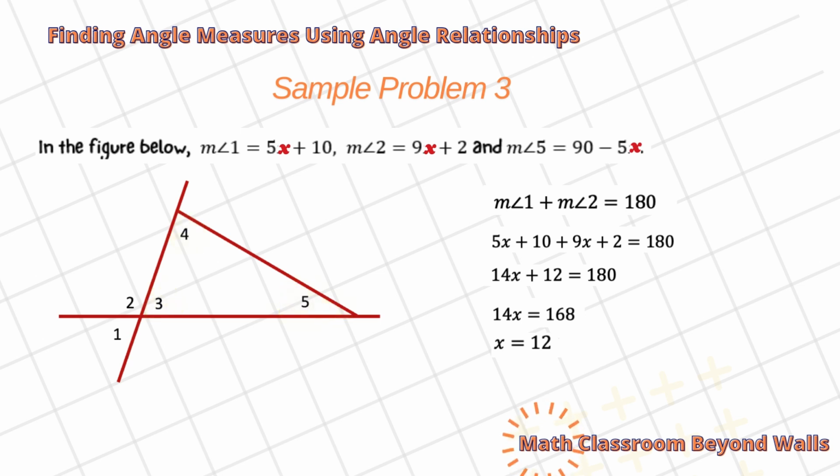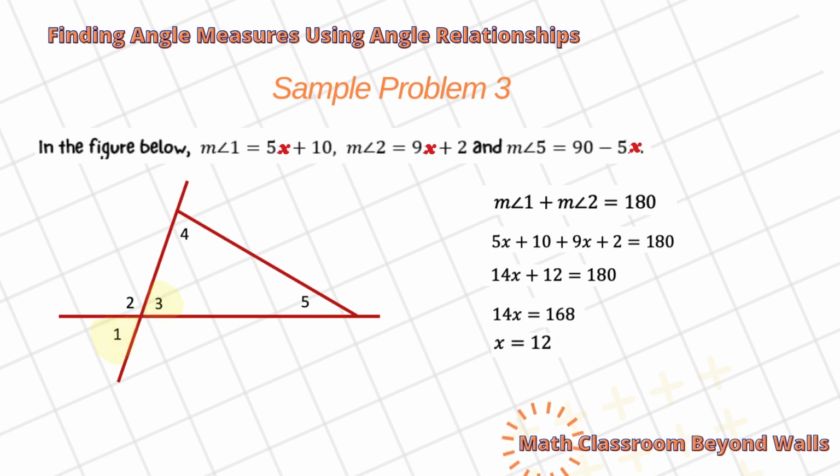Where do we start here? Look at angle 3. It is related to both angles outside of the triangle. With angle 2, they form a linear pair. With angle 1, they are vertical with each other. So, you can choose which one to use. Okay, we will use angle 1.